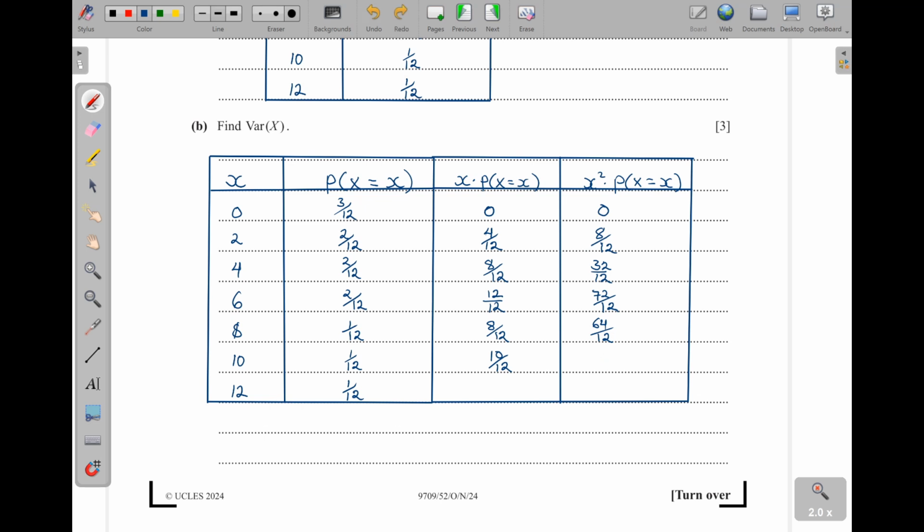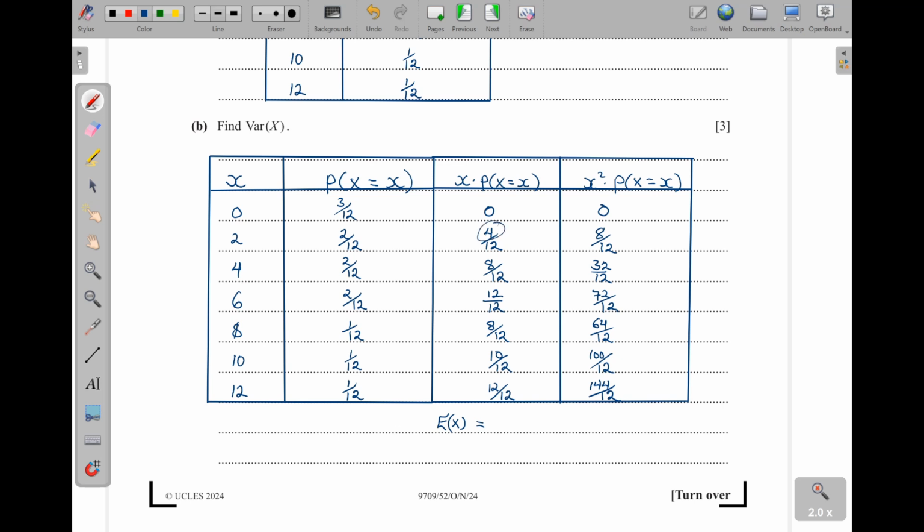This one is giving us 100 over 12. And then 12 times 1 over 12, that will be 1 or 12 over 12. And then 12 squared, that is 144 times 1, that is 144 over 12. Now what is E of X here? It is the summation of everything that we are having here.